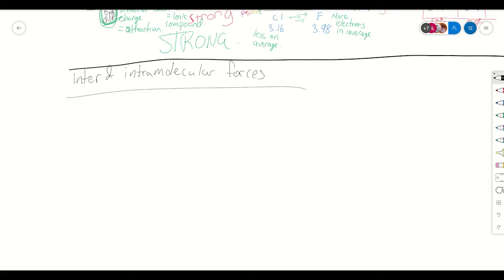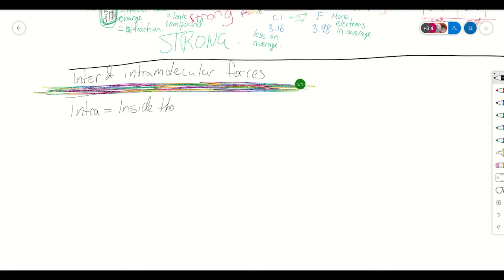So we're going to look at intermolecular and intramolecular. Intra is what's happening inside of our thing, and inter is between. So intra is inside the atom or inside the compound, and inter is between molecules.